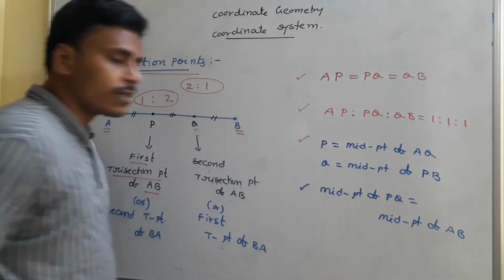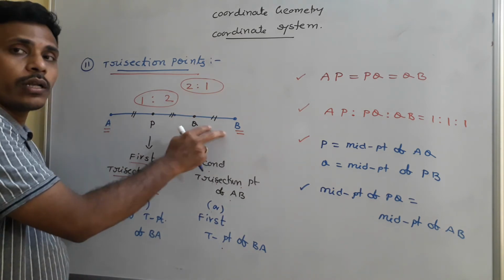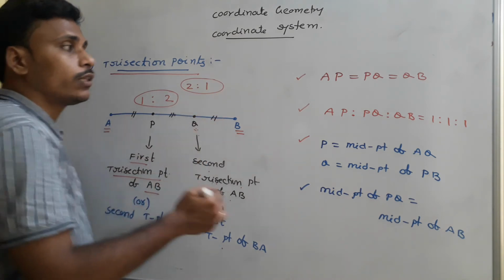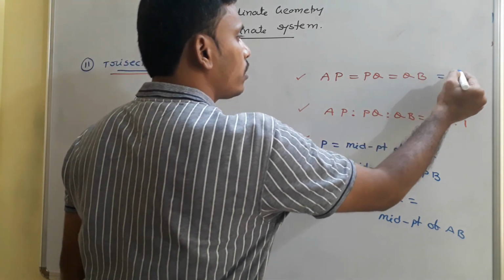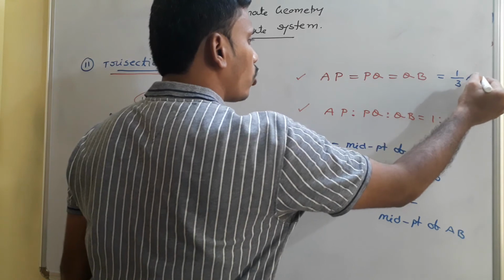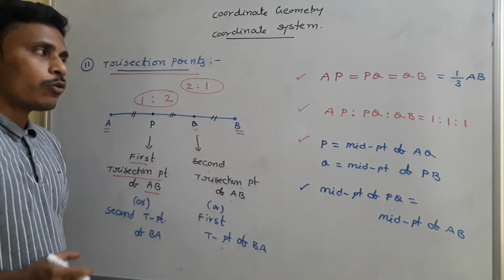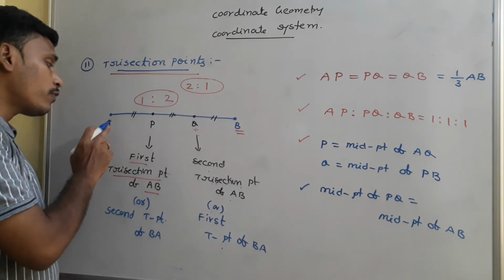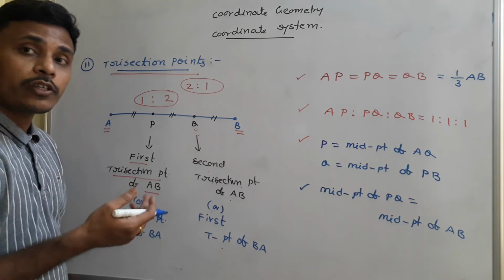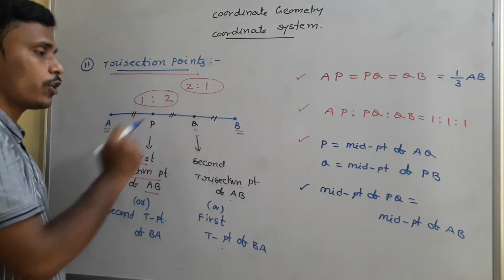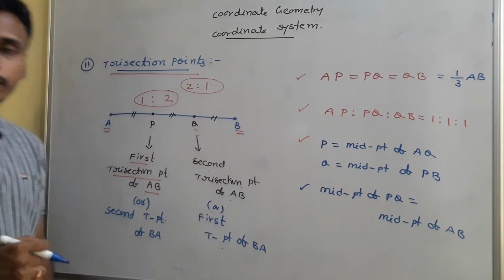And coming to the lengths, as I mentioned, these parts are equal. Since these parts are equal, each part is equal to 1/3 of AB. AP is equal to PQ is equal to QB is equal to 1/3 of the total length AB. Okay, so this is something about the trisection points. Suppose you have A(x1, y1) and B(x2, y2), then what do you say about the points P and Q? That is also what we need to mention. First of all, have a look.